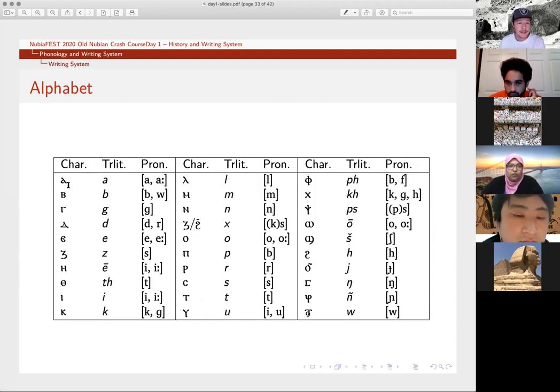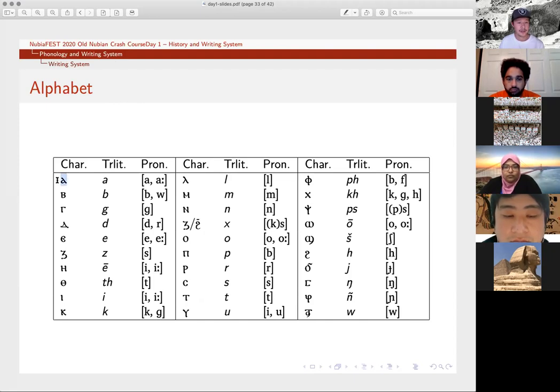So then we have a look at the alphabet. There are, how many characters are these? 30 characters. As you can see, mainly based on the Coptic alphabet, and we also should have a look a little bit at the pronunciation that you can see here.